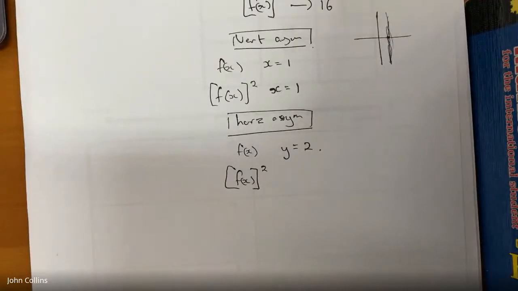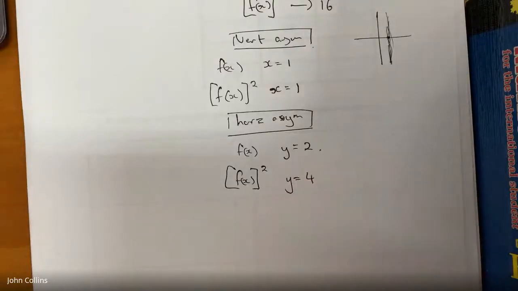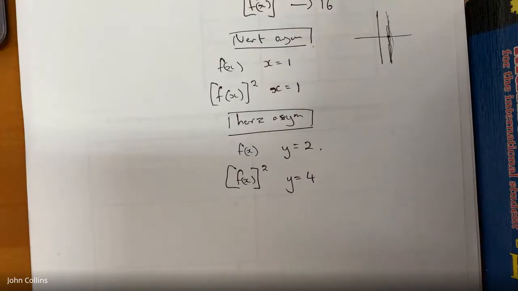Yes, it should. What's it going to be? I guess 4. Yeah, it is. It squares as well. It's an output. It's going to be the output. Those outputs got bigger, so they all squared. So it's going to move that asymptote.